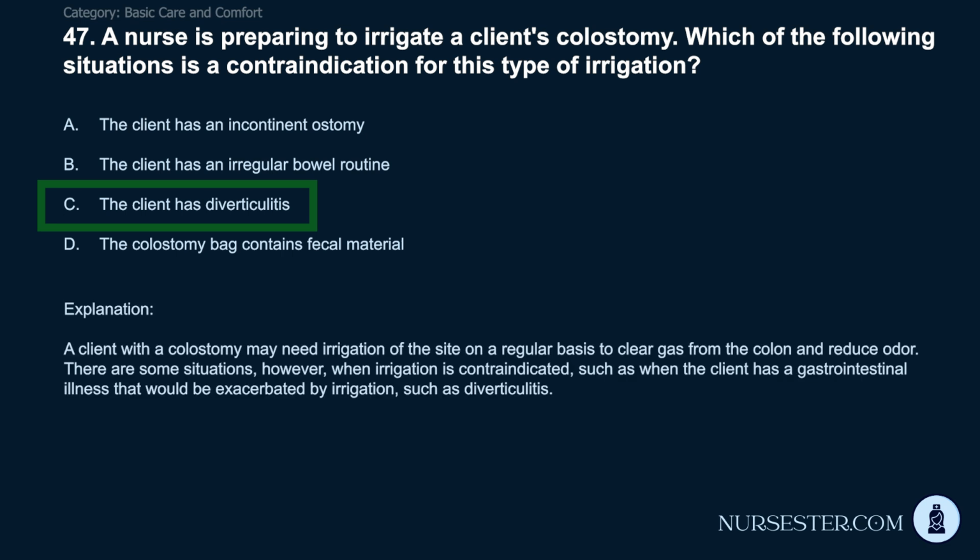A client with a colostomy may need irrigation of the site on a regular basis to clear gas from the colon and reduce odor. There are some situations, however, when irrigation is contraindicated, such as when the client has a gastrointestinal illness that would be exacerbated by irrigation, such as diverticulitis.